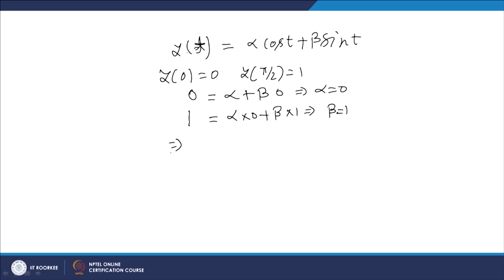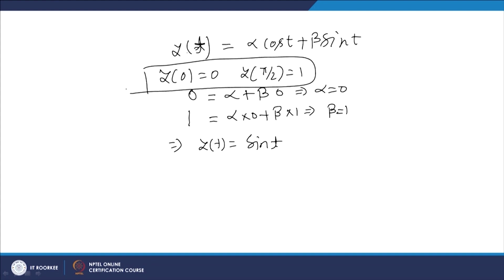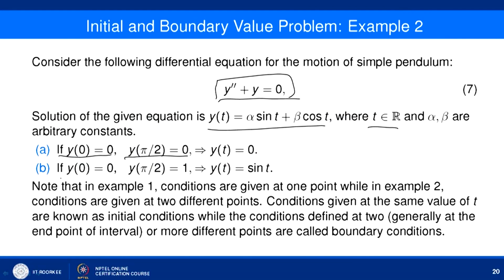So we can say that the solution is given as y(t) equal to, now alpha is 0 and beta is 1, so the solution is coming out to be sin t, in case y(0) equal to 0 and y(pi by 2) equal to 1, which is given here. That is, if y(0) equal to 0 and y(pi by 2) equal to 1, then y(t) equal to sin t.